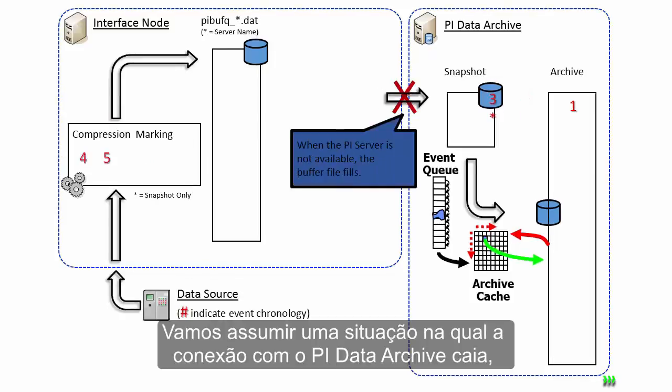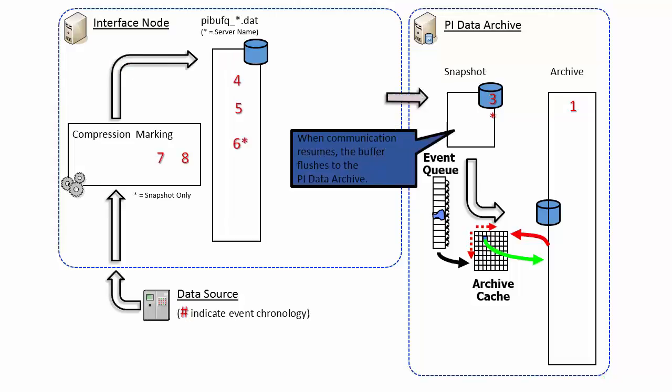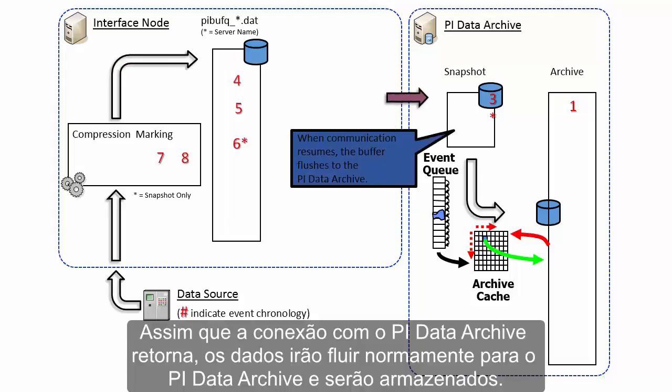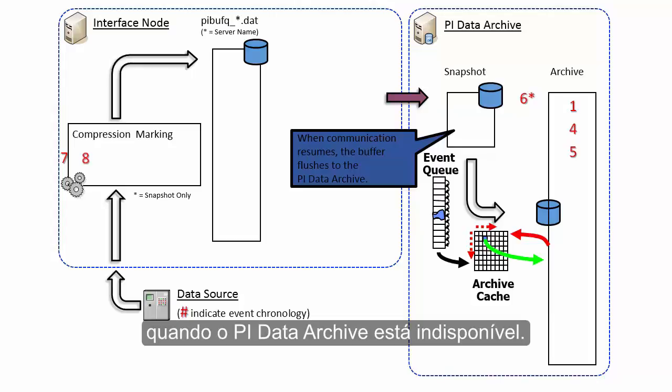Let's assume a situation where the connection to the PyData archive comes down. In such an event, data will be buffered onto buffer files. Then once the connection to the PyData archive is restored, data will start normally flowing through to the PyData archive and will get archived.